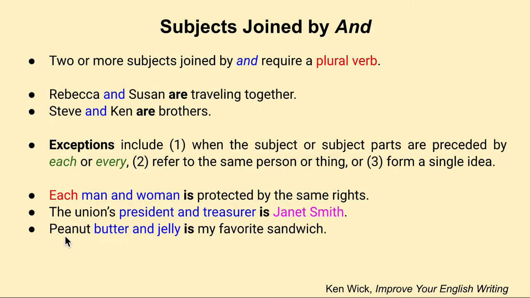Third and final example is peanut butter and jelly is my favorite sandwich. So here we have that the subjects joined by and actually form a singular idea. This peanut butter and jelly flavor forms a singular idea. Therefore, I guess the whole peanut butter and jelly should have been highlighted in blue. Is my favorite sandwich. So here we have an example where the subjects joined by and form a single idea. Therefore, we use a singular verb.